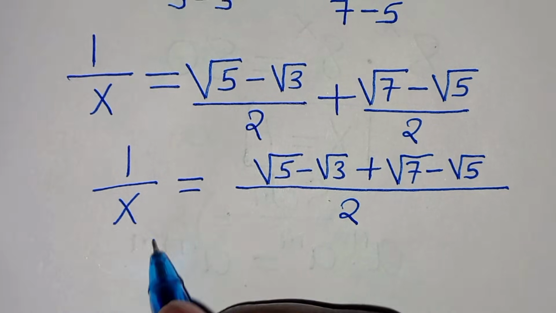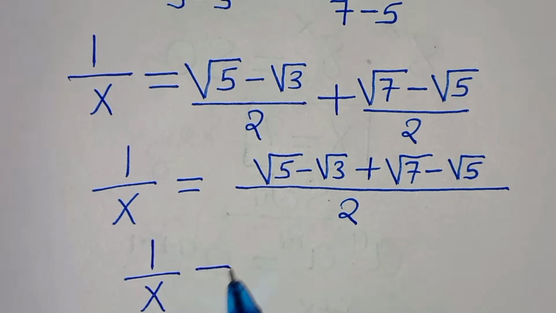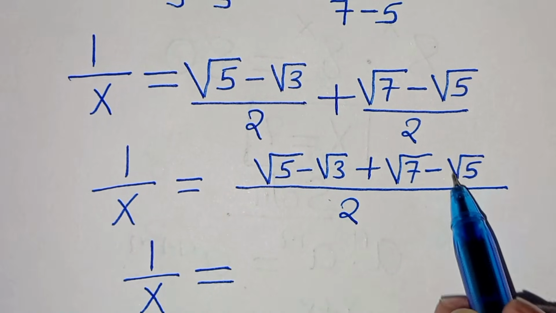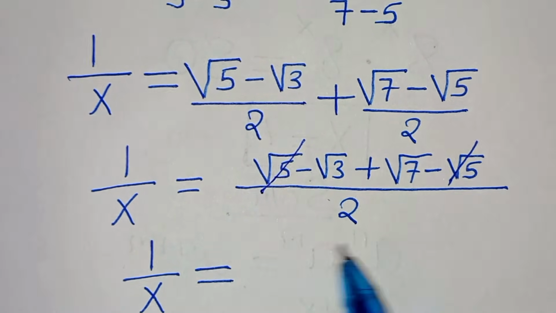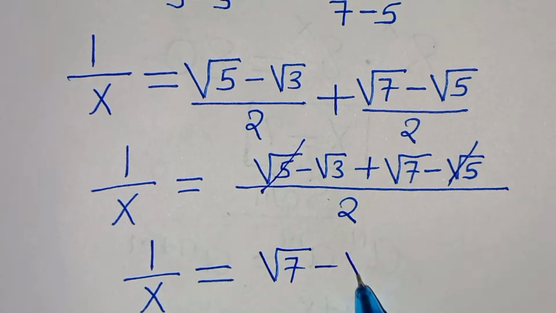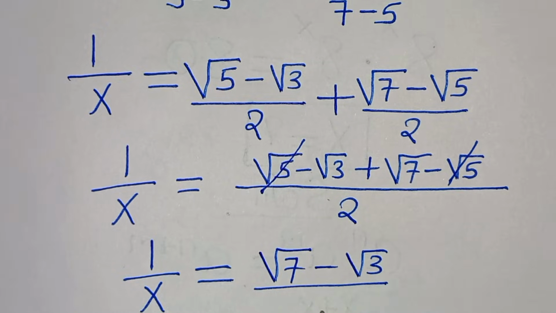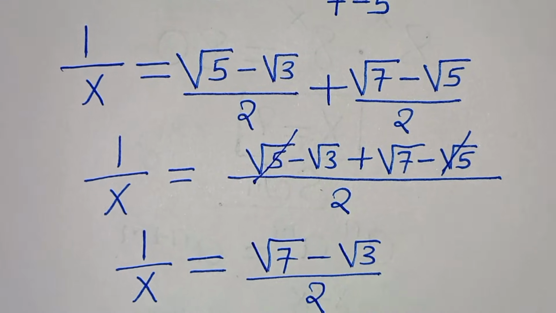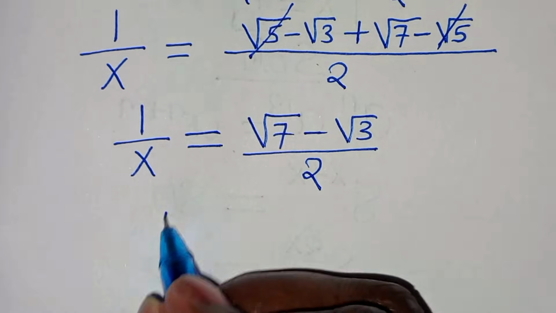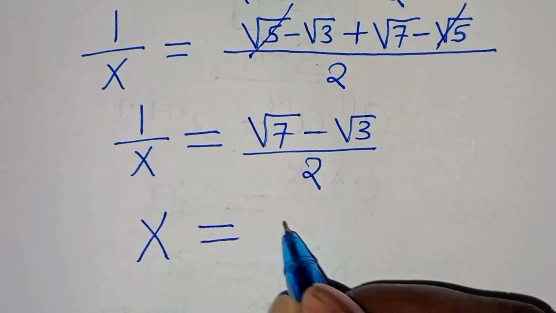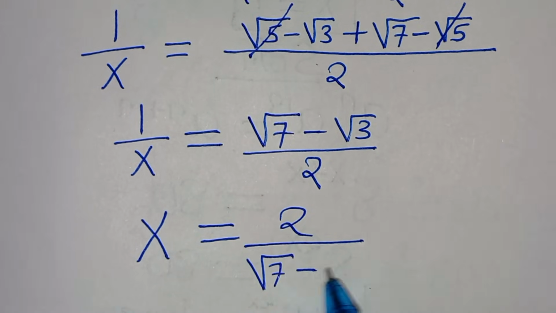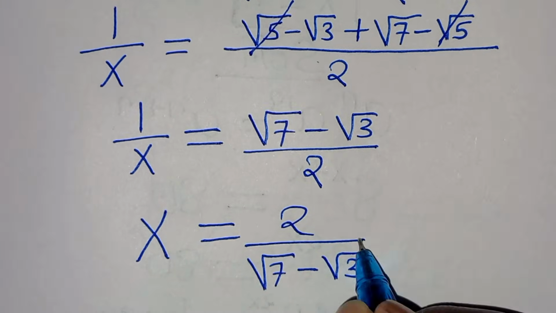Now, this means that we have 1 over x. This is equal to, we have square root of 5 here minus square root of 5. So this simplifies. Then here we have square root of 7 minus square root of 3. Everything here divided by 2. So what this implies is that x is equal to 2 divided by, now this is square root of 7 minus square root of 3.